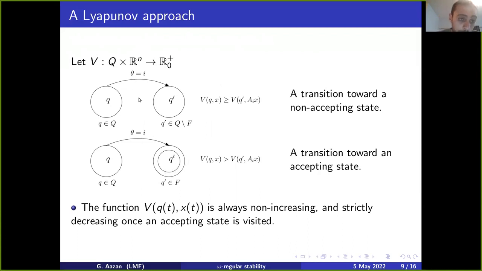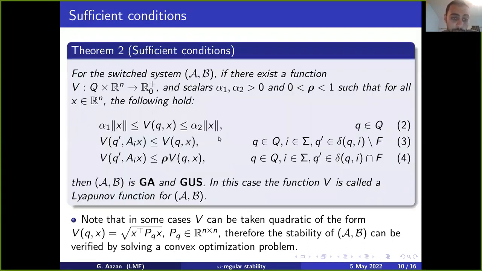So this V can be applied directly on the Buchi automaton. The intuition here is that since this state is accepting, it will be visited infinitely often on the Buchi automaton, and this equation will be activated infinitely often. This equation will lead to the decay of the function V, and therefore V will go to 0 at infinity. This intuition, or this approach, lets us build this theorem.